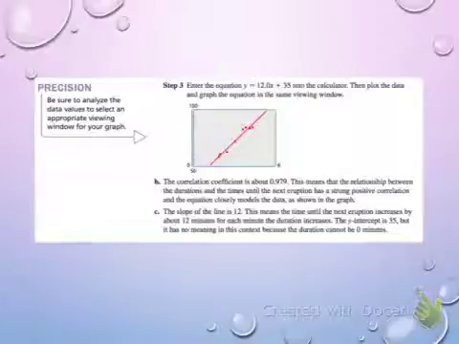Now the slope of the line is 12. This means the time until the next eruption increases about 12 minutes for each minute the duration increases. The y-intercept is 35, but it has no meaning in this context because the duration cannot be 0 minutes.